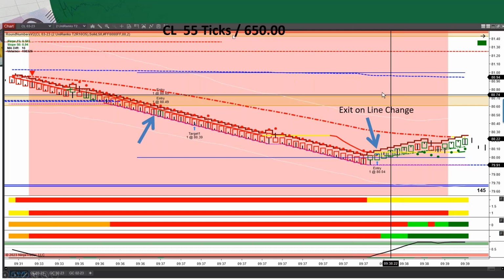So this is a trade I took on CL. You can see that it broke the pivot. We got the pullback candle. I placed the order as the candle's pulling back. Got my first profit target of 10 ticks, so that's $100. And we exited when the 15 changed from red to yellow. We call it exit on line change. And that was for 55 ticks. So that was 550 plus 100 is $650 per account. And I normally trade 6 accounts. So that was a great trade, great day.